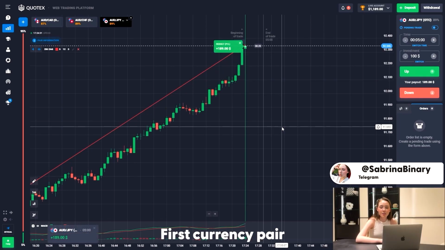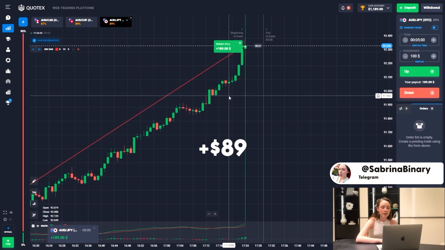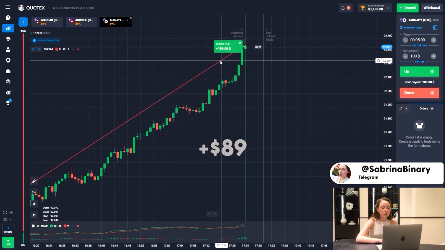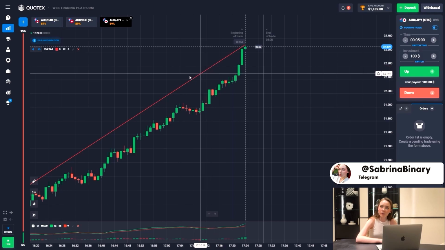And the first transaction is closed in plus $189 in our pocket, and we are moving on to the next currency pair.